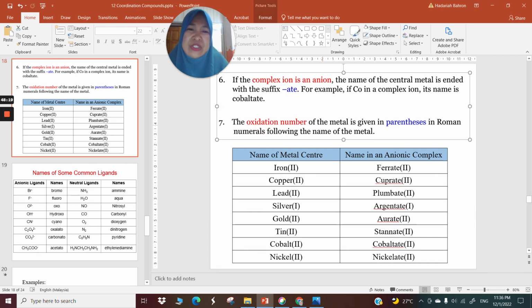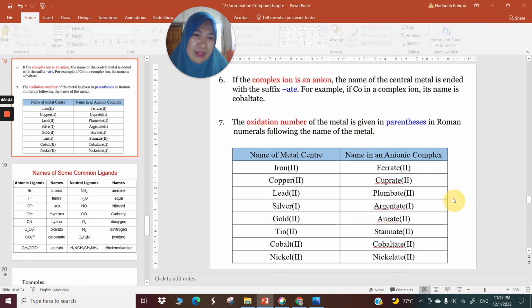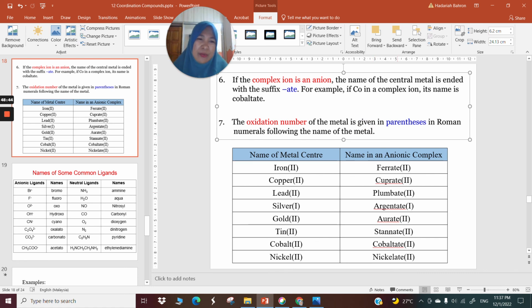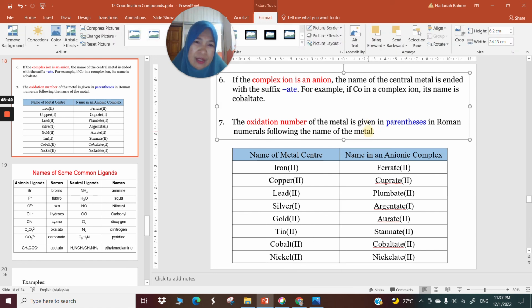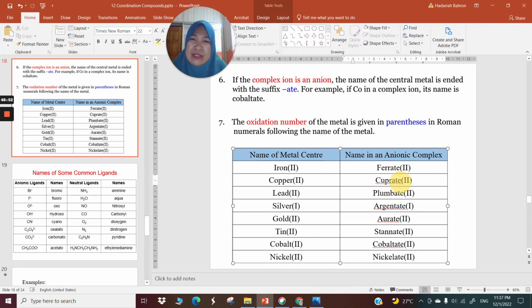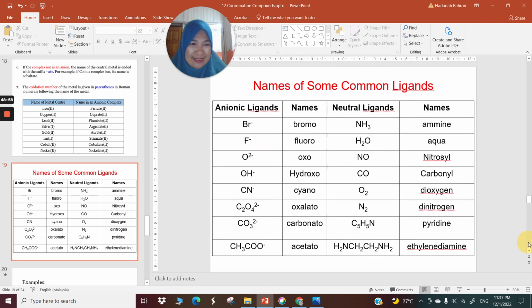Yep. But the next one is, okay. The oxidation number of the metal is given in brackets in Roman numerals following the name of the metal. And remember, there is no space between the name of your metal and that numeral. Yeah, no space. Ferrate, no space 2. Cuprate, no space 2. If you put space, then you are wrong and marks will be deducted.